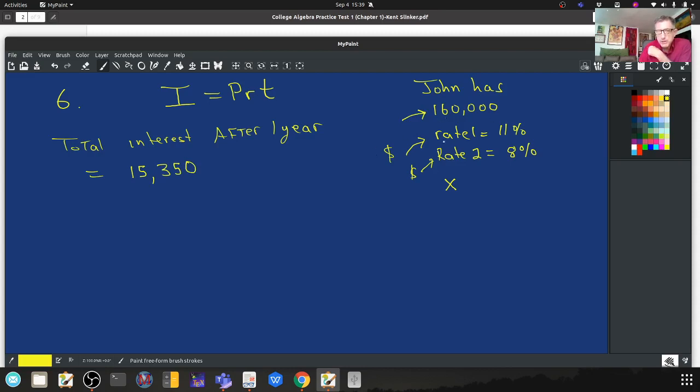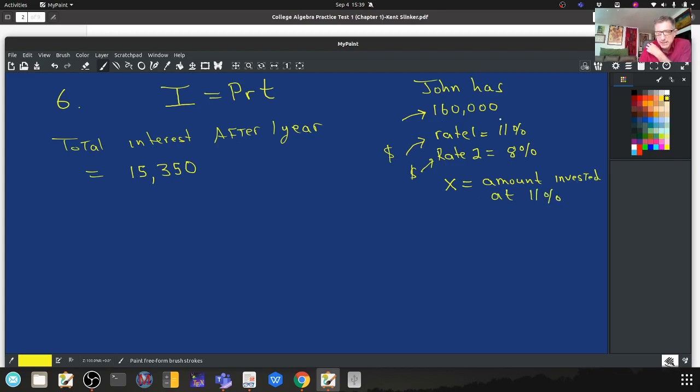One part he's going to invest at a rate of 11% interest, and the remaining part he's going to invest at a rate of 8% interest. So let's let X equal the amount invested, and you get to choose that, but I'm going to say at 11%.